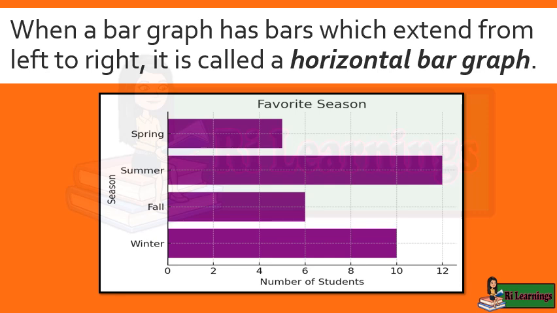When a bar graph has bars which extend from left to right, it is called a horizontal bar graph. The data categories listed as spring, summer, fall, or winter are placed on the vertical axis, and numerical values, the number of students, are placed on the graph's horizontal axis.